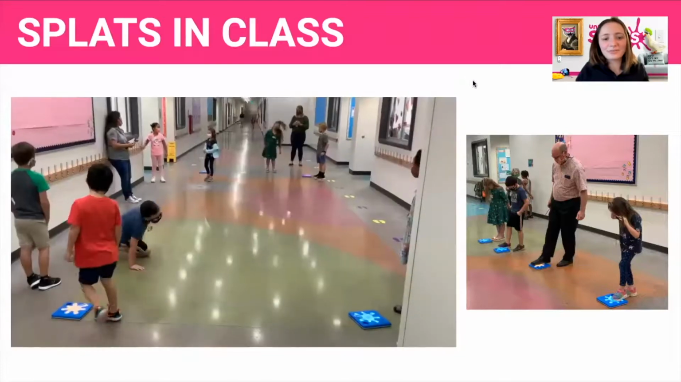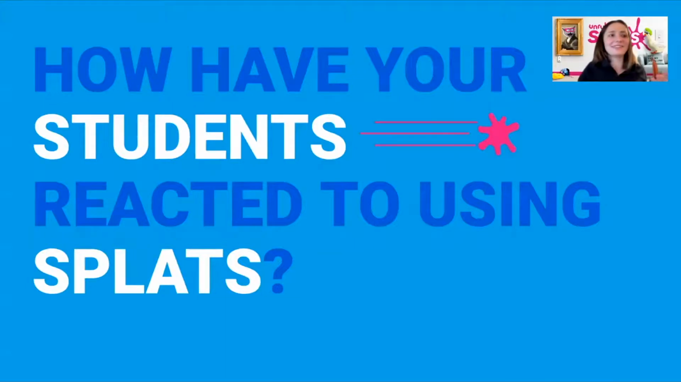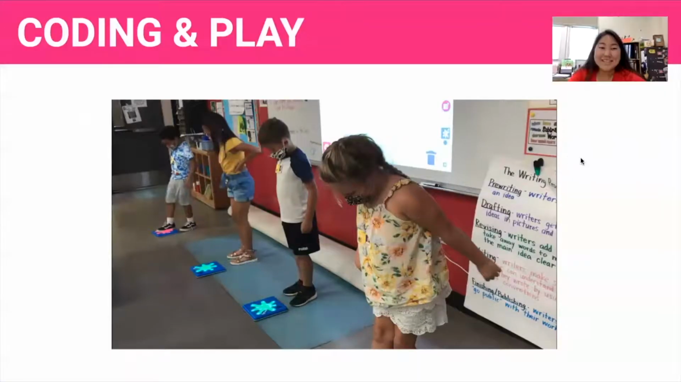Yeah, so I know you touched upon their reaction, but how else have they reacted to using Splats? I know you also mentioned before that they love the race in place game, so maybe you could touch upon that too. Yeah. So race in place, we started playing that. They're just stomping on it as many times as they can. We played every day. I can't remember the time right now.